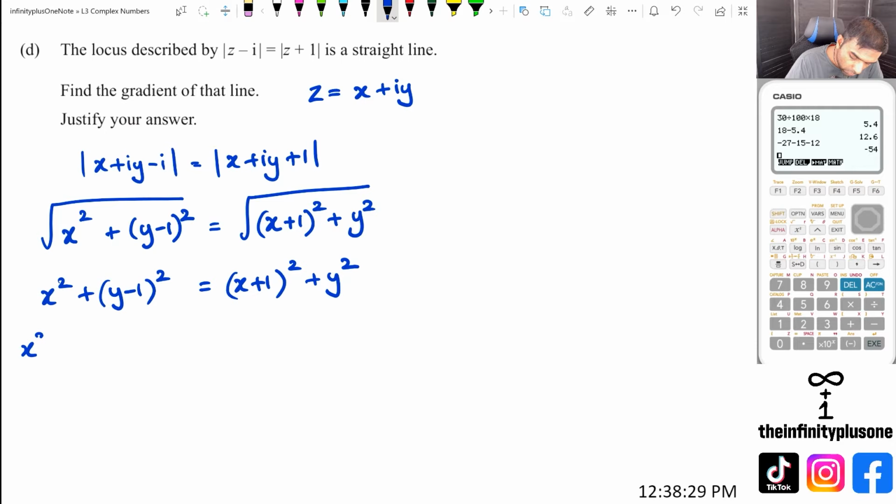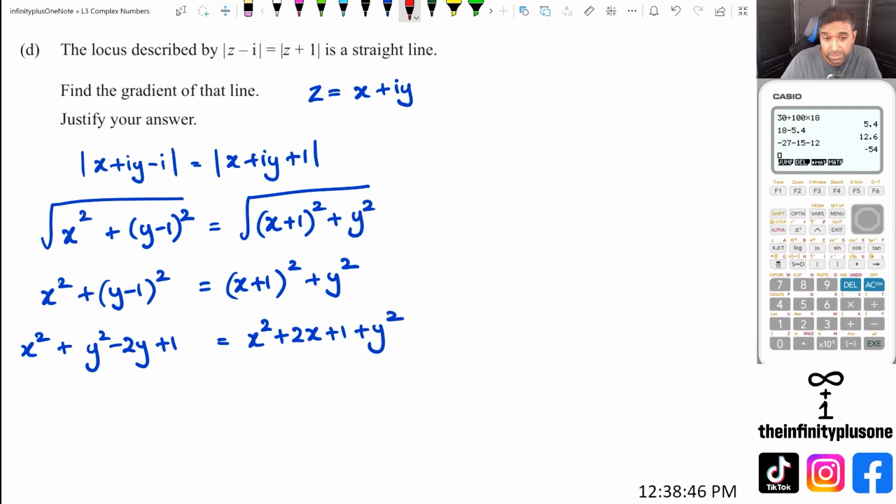So I need to expand the quadratic here. When I expand y minus 1 squared, I'm going to get y squared minus 2y plus 1. And then on this side, I'm going to expand the x plus 1 squared. I should get x squared plus 2x plus 1. And I've got y squared. Now let's see what are all the same terms on both the right hand side and left hand side. So I've got x squared I can get rid of, y squared I can get rid of, 1 I could get rid of as well.